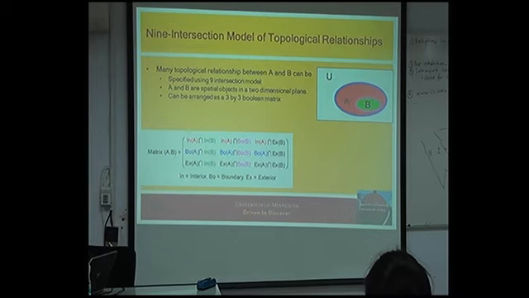This one I have kind of shortened. In is interior, BO is boundary, X is exterior. So this row is looking at interior of A, boundary of A, exterior of A. This is saying interior of B, boundary of B, exterior of B. So I basically look at all combinations. 3 by 3 is 9 intersections.